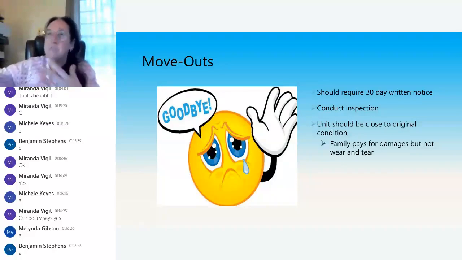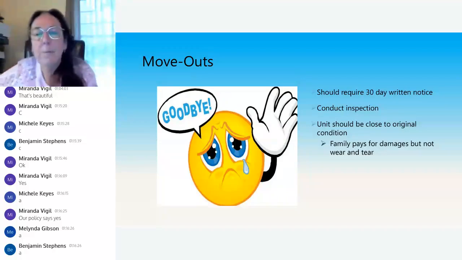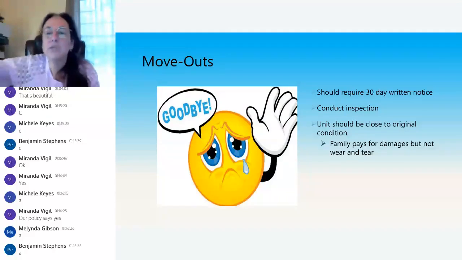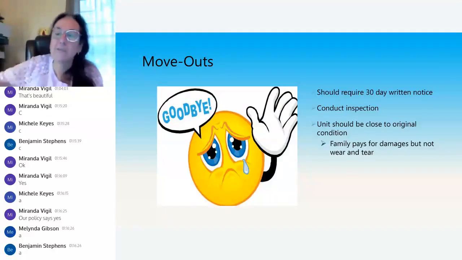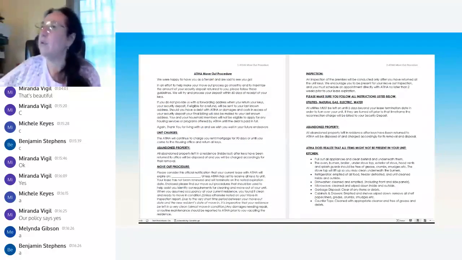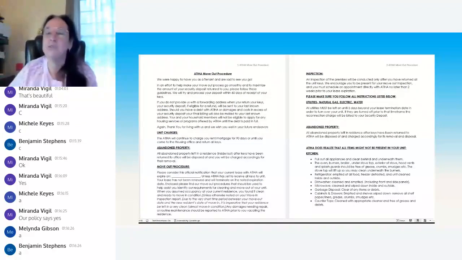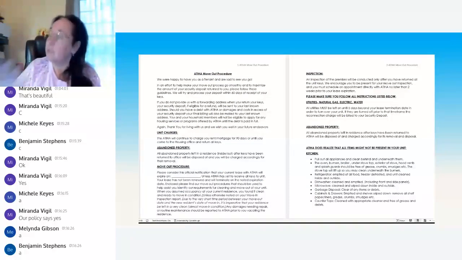If you have to dispose of something, it costs a lot of money. We're paying for that charge. So that unit should be close to the original condition. Like I said, the family pays for the damages, but not the wear and tear. So I got mad after a while, and this was the Bay Mills move out procedure, but I wrote a procedure, and when they would give me notification, I would give them that.